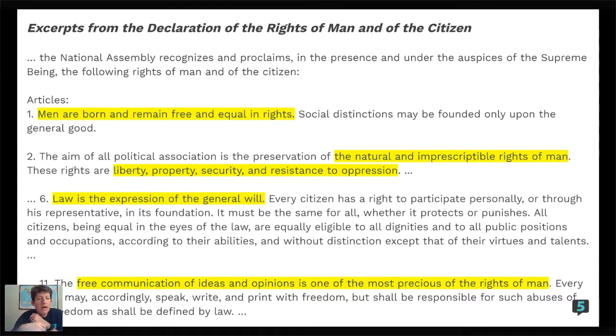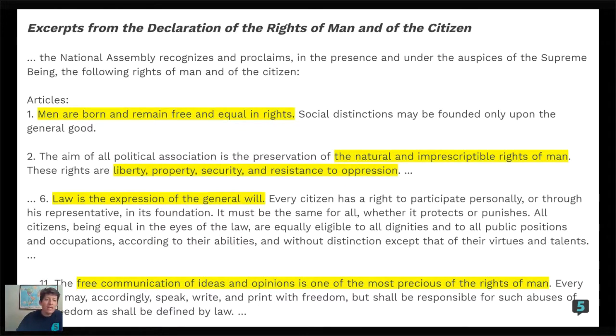Article 1, right up front, ideas of John Locke. Men are born and remain free and equal in rights. Social distinctions founded only upon the general good. Again, this idea of natural rights from birth, not dependent on whether or not you're born to a noble class or not. And it names these, what they call natural and imprescriptible rights of man: liberty, property, security, resistance to oppression. Those are the terms that the French use for those natural rights as they enumerate them.